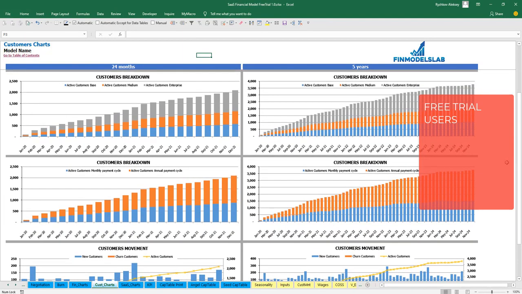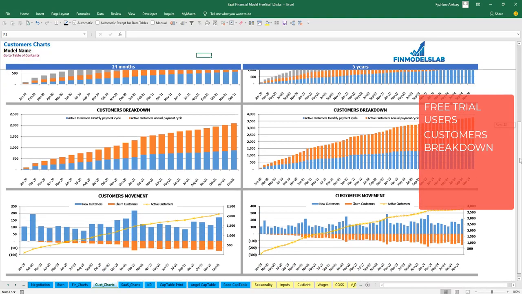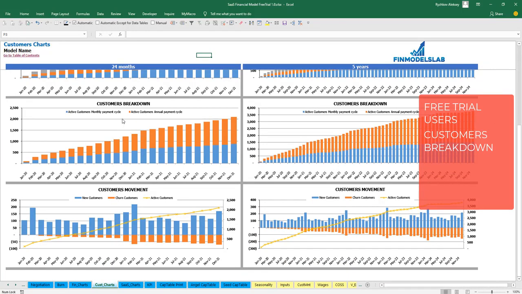The next chart will show you the customer breakdown, which is breakdown by main revenue streams, base, medium, and enterprise by default. The next chart shows you the customer breakdown by payment cycles, which is monthly and annual payment cycle.